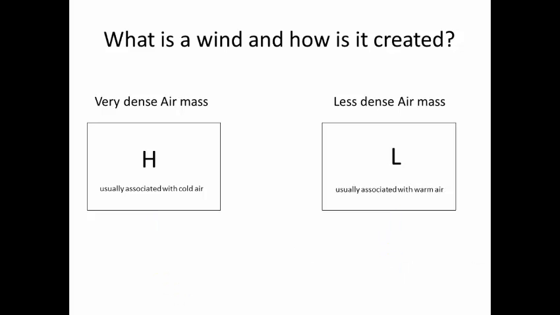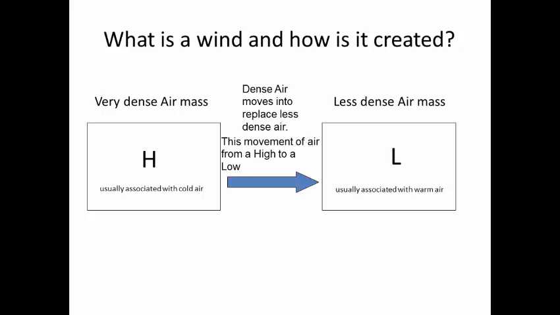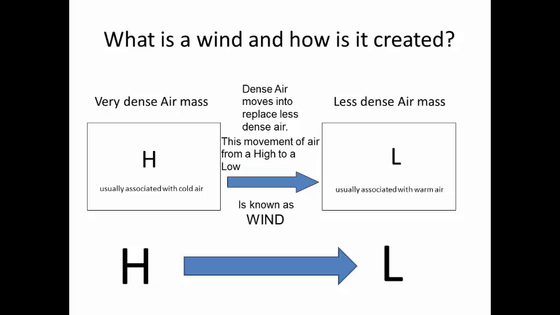Very dense air pushes less dense air out of the way all of the time. The result is that dense air moves in to replace less dense air. This movement of air from a high to a low is known as a wind. Thus, a high always blows to a low, never the other way around.